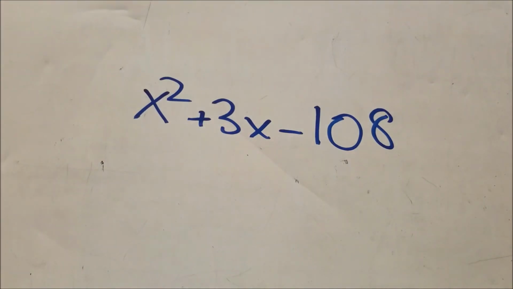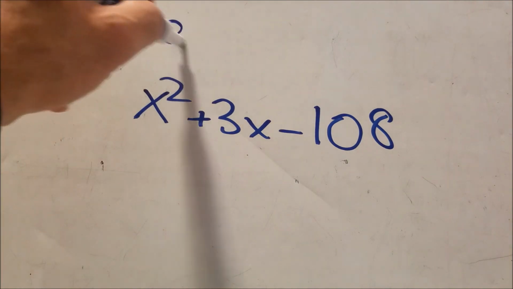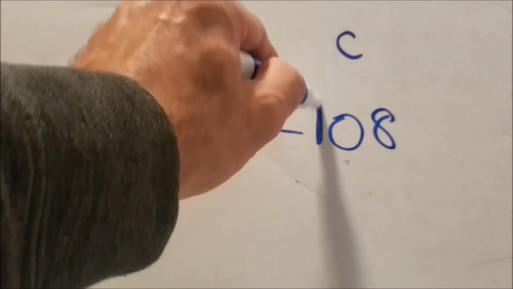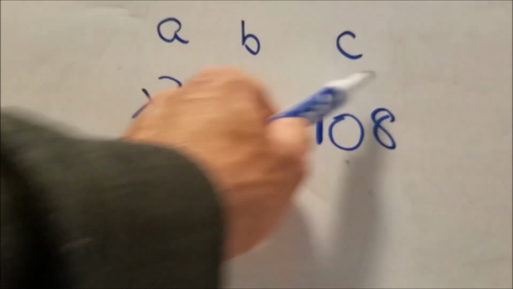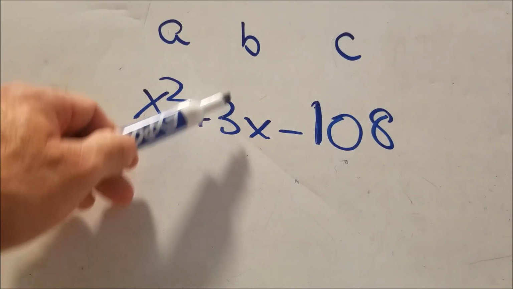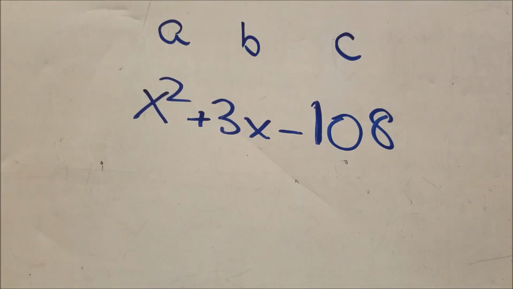So remember from Algebra 1, we have the terms here, the a term, the b term, and the c term, and we want to know what two factors can give us a product of 108, the c term, and yet at the same time give us the sum of the b term. So what do you think?